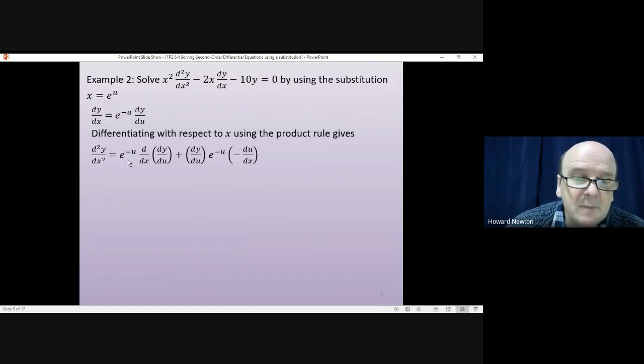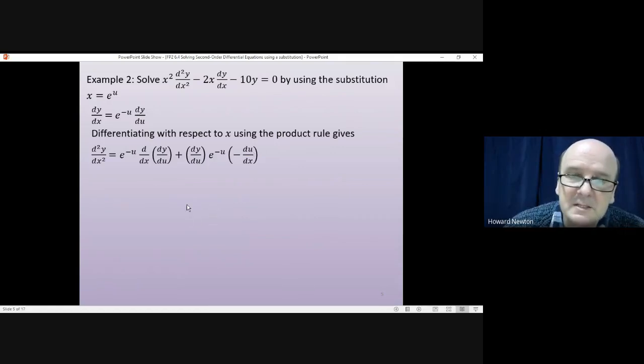writing down the e to the minus u, differentiating dy by du with respect to x gives us that. Then writing dy by du and differentiating e to the minus u gives us that. And using the chain rule, when we differentiate the minus u, we'll get minus du by dx.